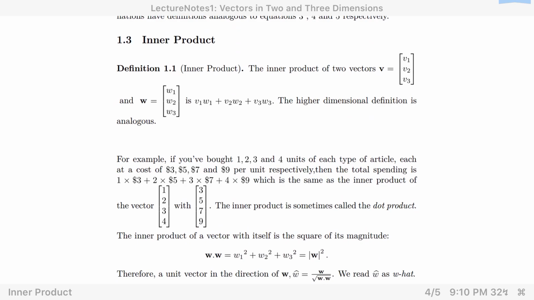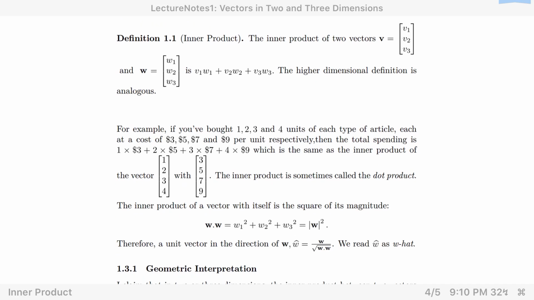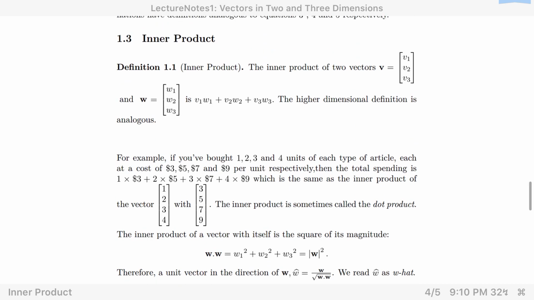What about the inner product of 2 vectors? Now we define the inner product as a way of multiplying 2 vectors. We multiply the corresponding components. So for example, with 2 vectors v and w, we would multiply the x component of v with the x component of w, the y component of v with the y component of w, and the z component of v with the z component of w, and then we would add them, right? So we'd get v1 w1 plus v2 w2 plus v3 w3.